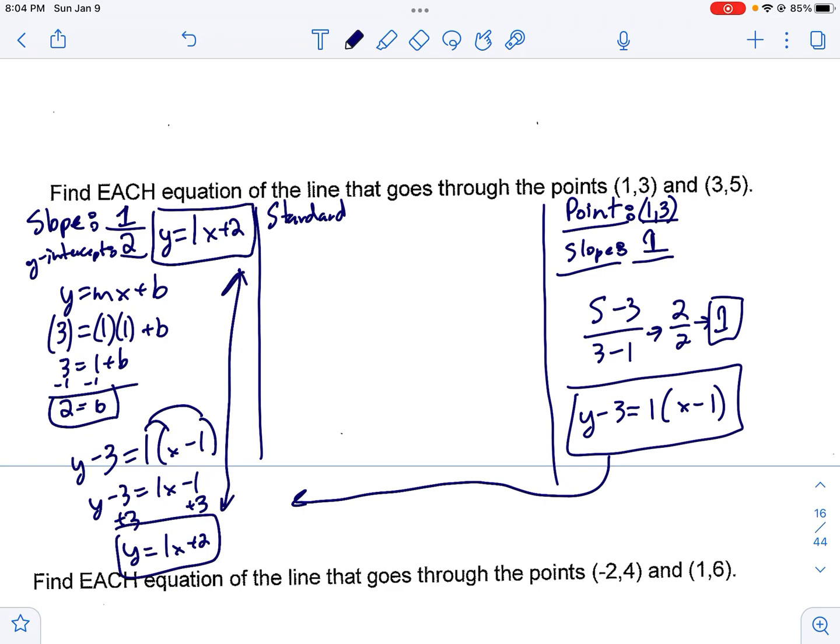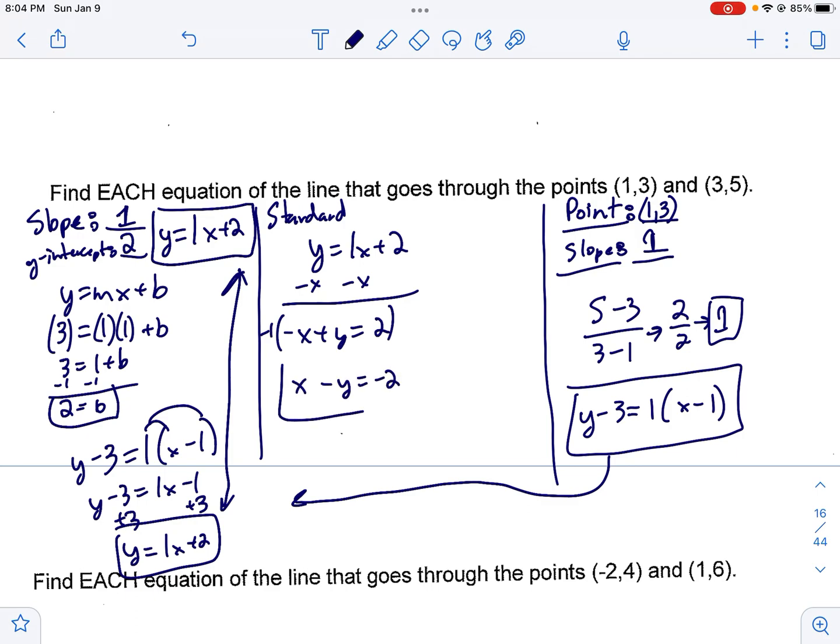Last but not least, to go to standard form, the fastest, most efficient way is always to take your slope-intercept form, subtract the a term, or move the a term if it's added. And then once your a and b terms are on the same side of the equation, this would be an acceptable answer, or it can be multiplied by -1 for a final answer of x minus y equals -2.